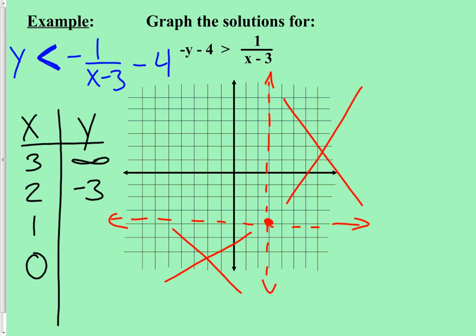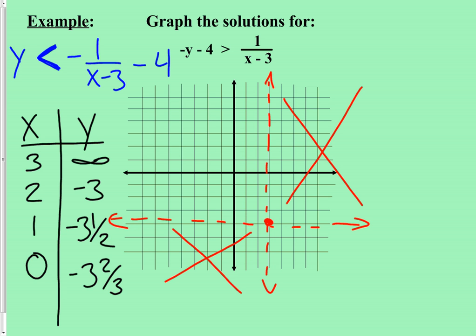When x is 1, that would be 1 minus 3 in the denominator. That's -2. So that fraction is -1/2, plus a negative outside makes it a +1/2, minus 4 is -3.5. When x is 0, obviously the denominator is -3. So that fraction is -1/3, plus the negative outside is +1/3, minus 4 is -3 and 2/3.